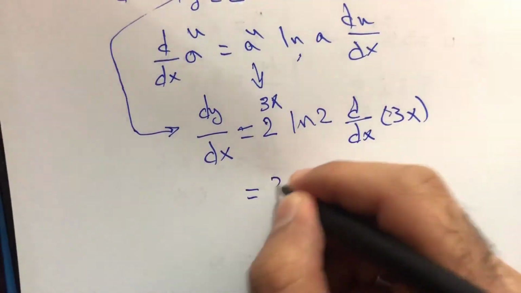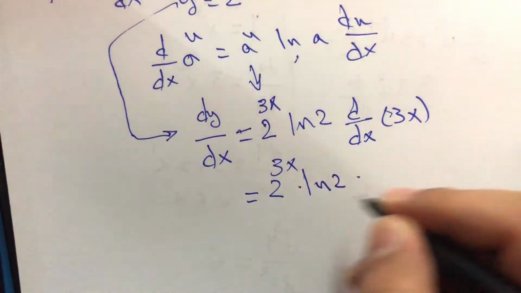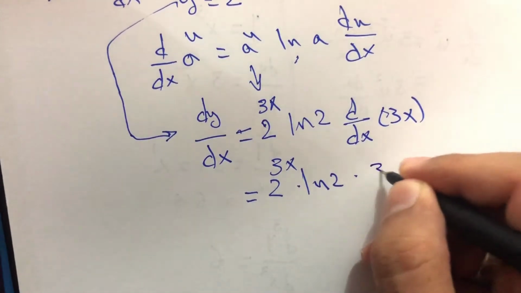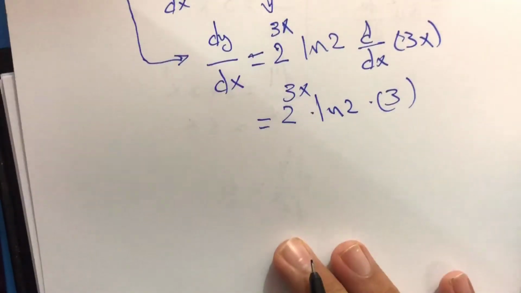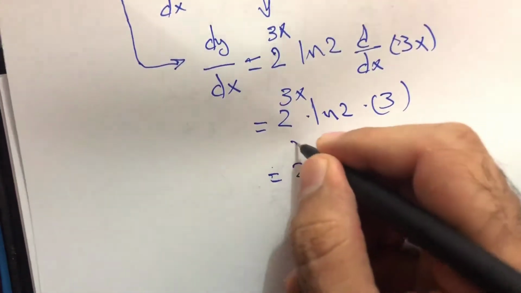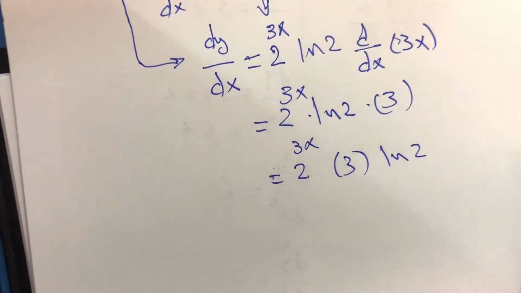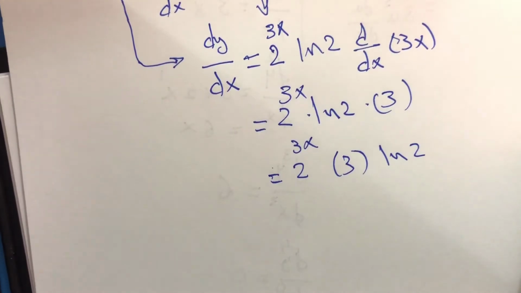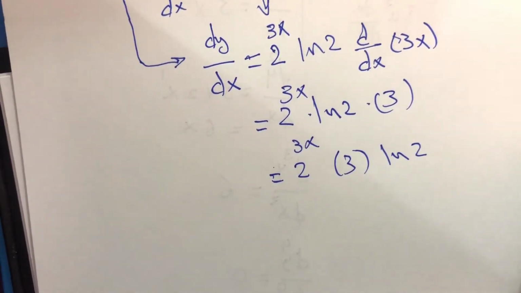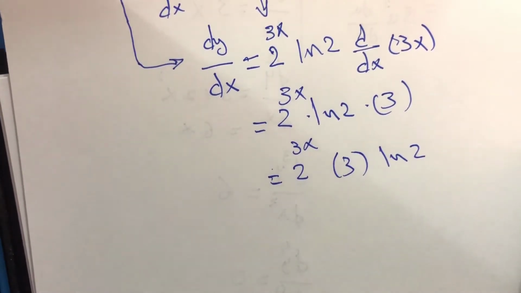We can write it as 2 to the power 3x ln 2 multiplied by 3, because the derivative of 3x is 3. We can rearrange it like this: 2 to the power 3x multiplied by 3 multiplied by ln 2. This is the derivative of y equals 2 to the power 3x, which is 2 to the power 3x multiplied by 3 multiplied by ln 2.